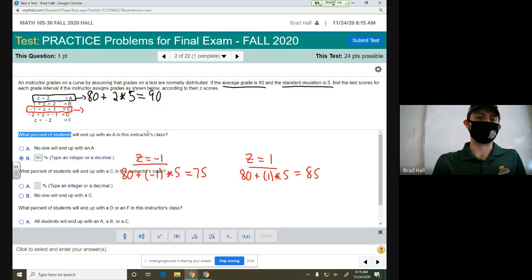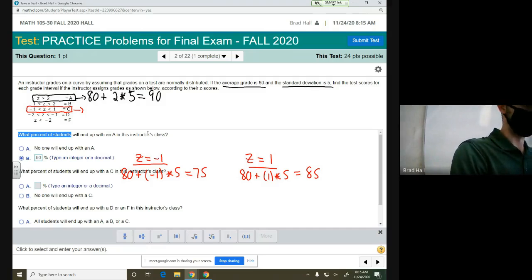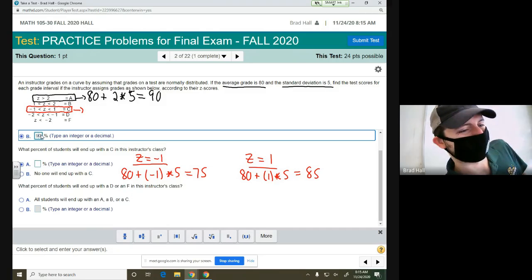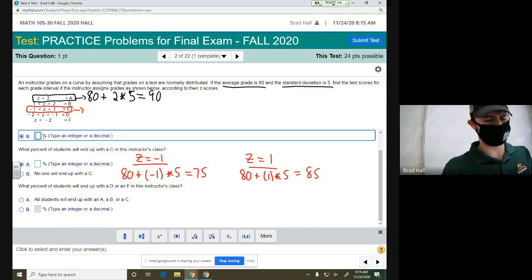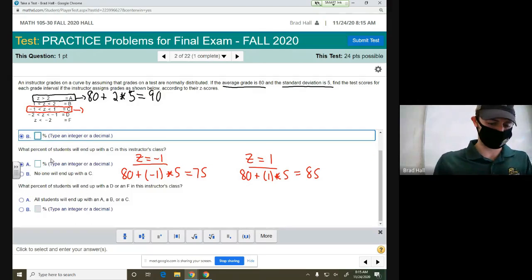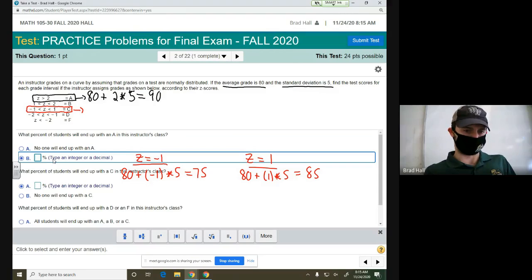We know that 90% is the boundary. So really what I'm thinking here is that 10% of students will end up with an A. So a 90%, actually, no, it's not 90% either. It's the 68, 95, 99.7 rule. So, okay, this wording completely threw me off.